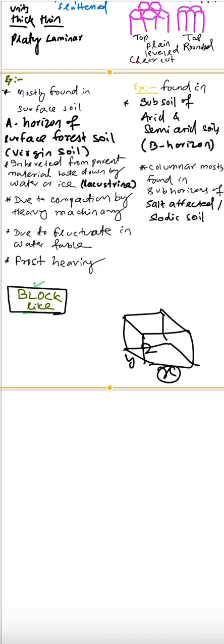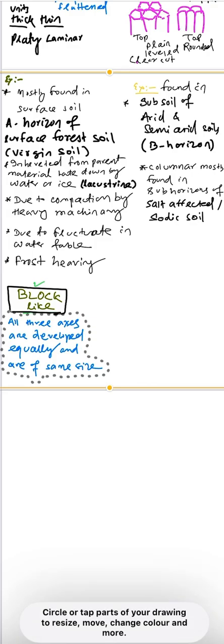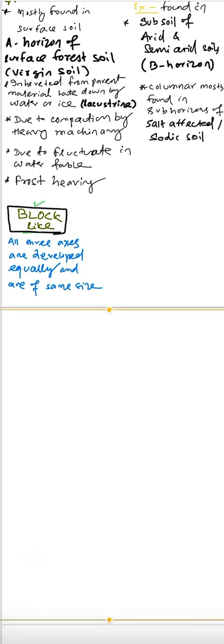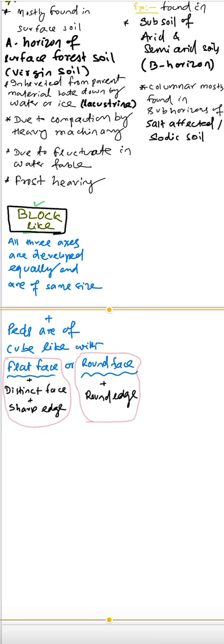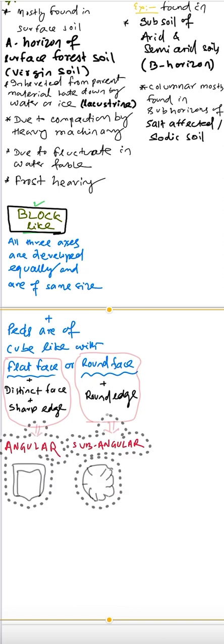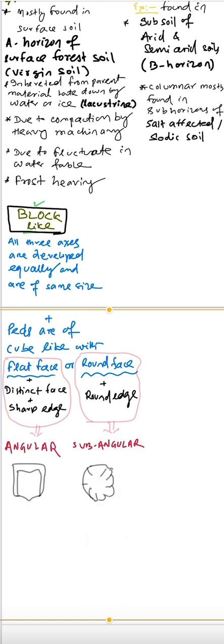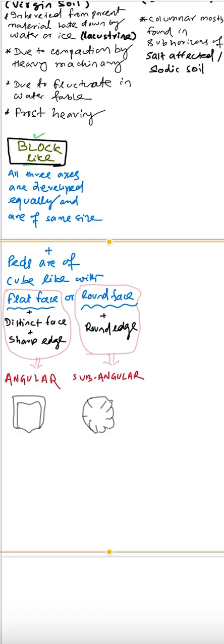So in this case, block-like structure means all 3 axes are well developed, equal and of the same size. Now the question is whether the face is flat or round. If the face is flat, we have distinct faces and sharp edges, and if the face is round, we get round edges. So if the face is flat, with distinct and sharp edges, we call it angular.